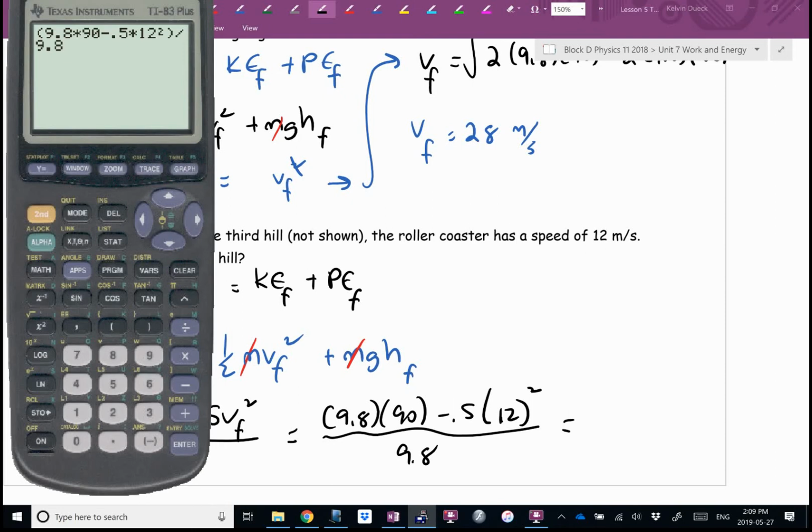So if we want on the third hill the coaster to have a speed of 12 meters per second, how high do we need to design the hill? You get 82.6. Still pretty high. If the original biggest hill was 90, you've still got a fair bit of kinetic energy. Yeah, okay. You're going almost 83 meters high.